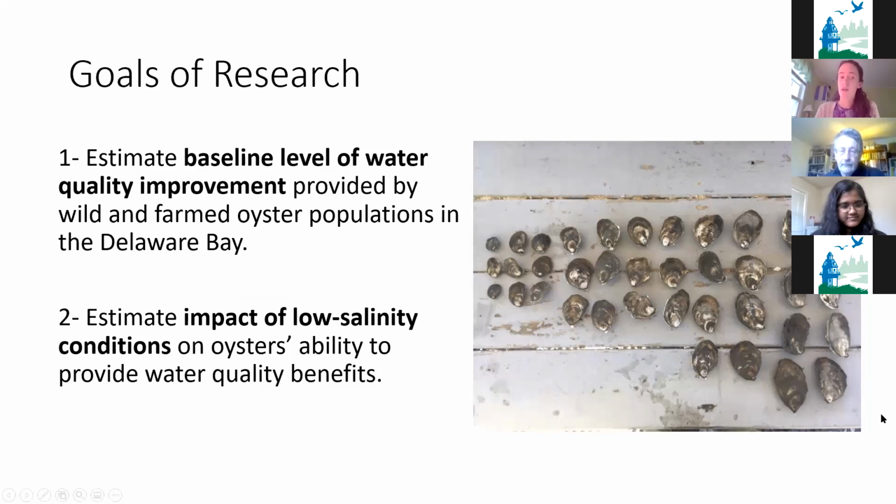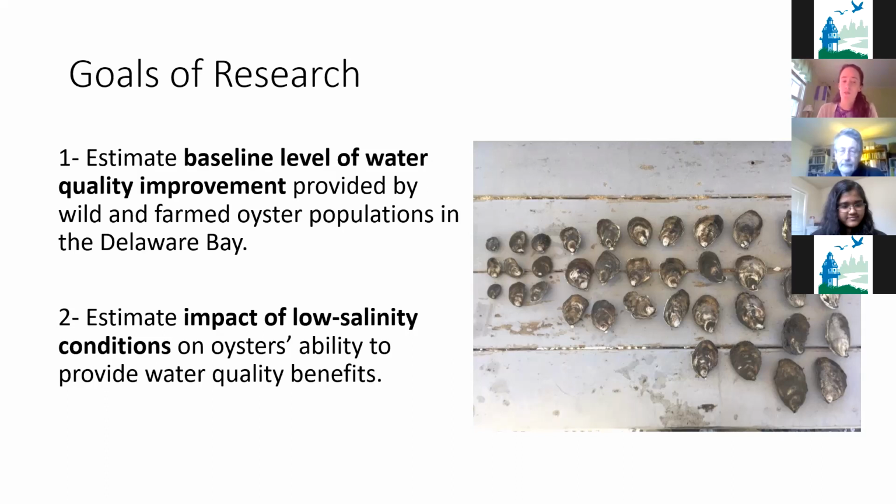To quantify these benefits, we measure oyster filtration rate. Filtration rate is the biomass of particles that oysters remove from the water over a unit of time. And it's important to note that oyster filtration rate is known to vary in response to a number of local conditions like food quality and quantity, water temperature, oyster size, and salinity.